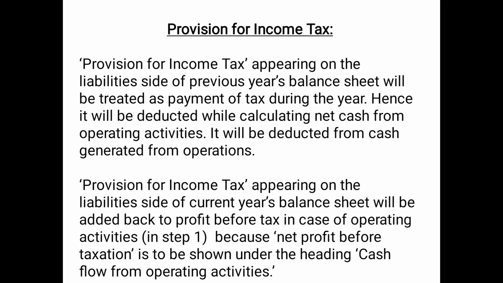And any provision for the current year income tax will be added back to the profits while calculating net profit before tax under the operating activities. So as we can read, it will be deducted while calculating net cash from operating activities. It will be deducted from cash generated from operations. Then the second paragraph says, provision for income tax appearing on the liability side of the current year's balance sheet will be added back to profit before tax in case of operating activities in step number 1, because net profit before taxation is to be shown under the heading cash flow from operating activities.